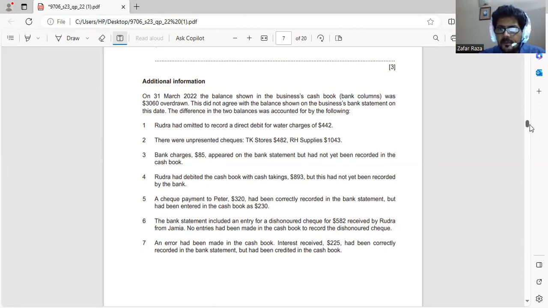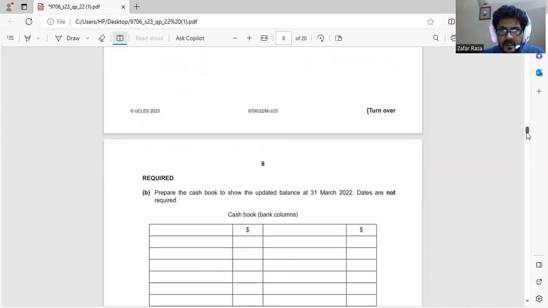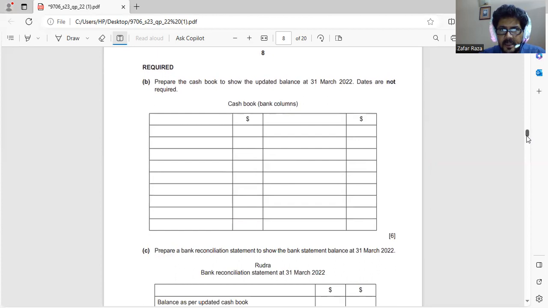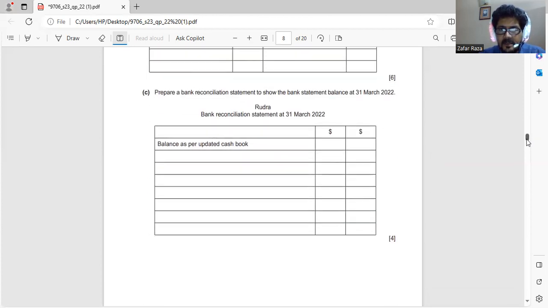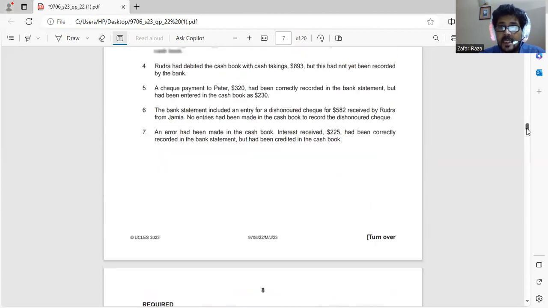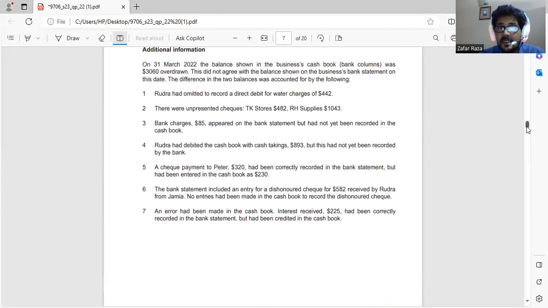Now here, what we have to do is check what they are asking for. We have to prepare a revised cash book or updated cash book, and then we have to make a bank reconciliation statement to know the balance as per bank statement. The balance as per bank statement is not given here. So we'll start with our cash book.